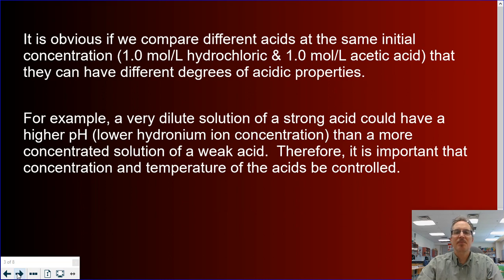It is obvious if we compare different acids at the same initial concentrations. For instance, if we compare hydrochloric acid and acetic acid, both at 1 mole per liter, they can have different degrees of acidic properties. For example, a very dilute solution of a strong acid could have a higher pH, or lower hydronium ion concentration, than a more concentrated solution of a weak acid. Therefore, it is critical that we control the concentration and temperature of the acid if we're trying to compare them.